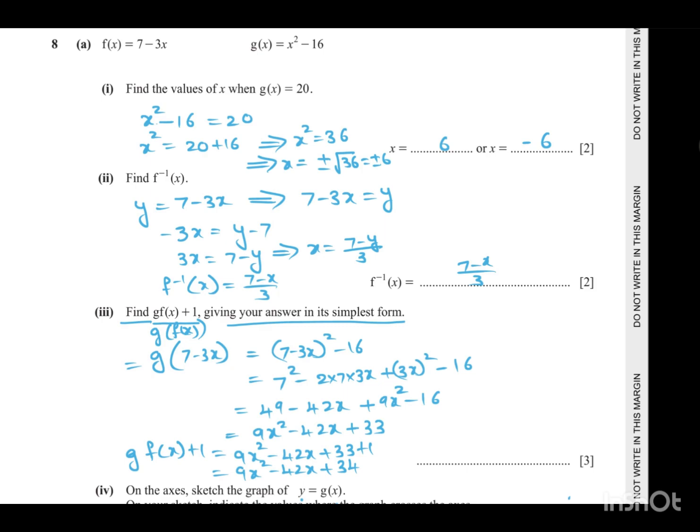Now if I want to simplify it, can we simplify this? We cannot simplify because there is no common factor among this. Okay, so 9x square minus 42x plus 34 is the answer.